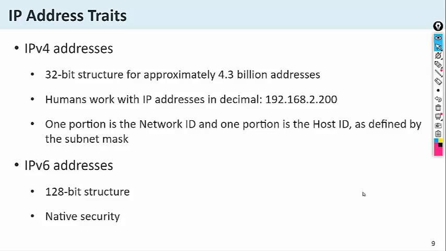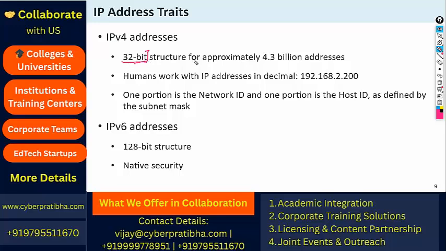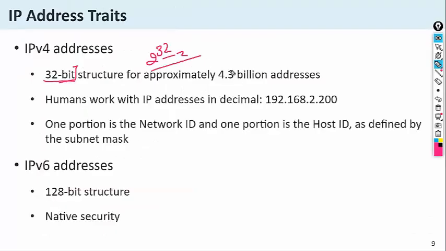So an IP address is a unique identification in the network, and there are two versions. One is IPv4, another is IPv6. IP version 4 has a 32-bit structure, which means the size of this IPv4 address is 32 bits. So the total number of IP addresses available worldwide is 2 to the power 32 minus 2. Approximately 4.3 billion addresses are available.